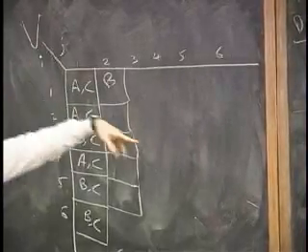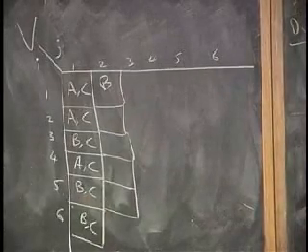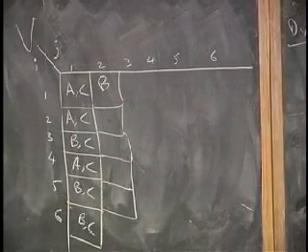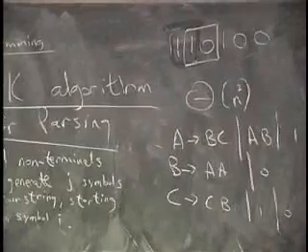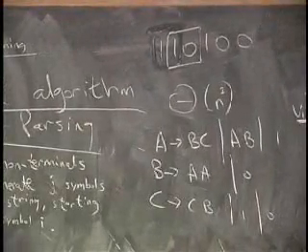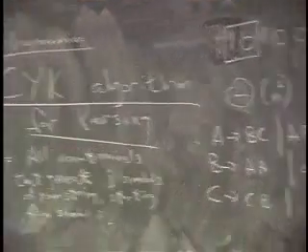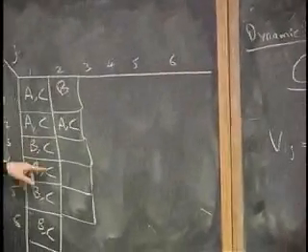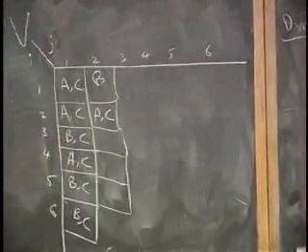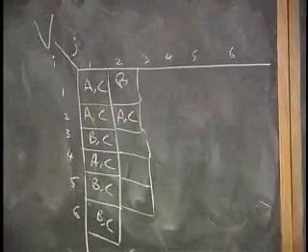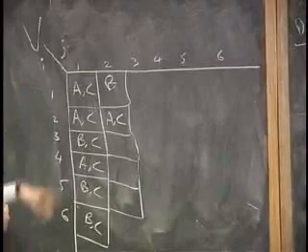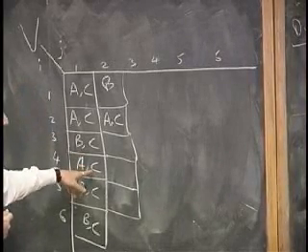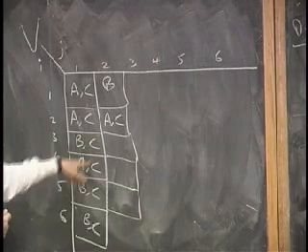Do any of those show up in any of our productions? AC does? AB and CB. And they give us what non-terminals go to those productions? A and C. How about here? BA, BC, CC, CA. How do you get A? Because it's BC. Can you get B? No. Can you get C? No. So just A.